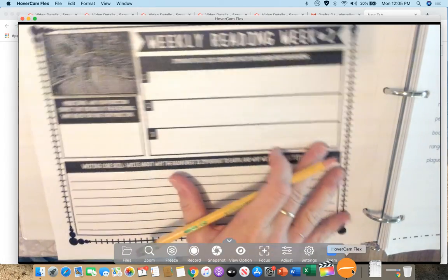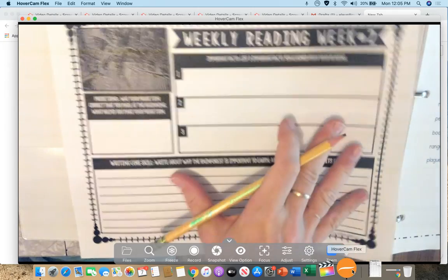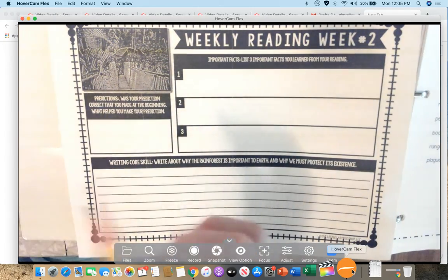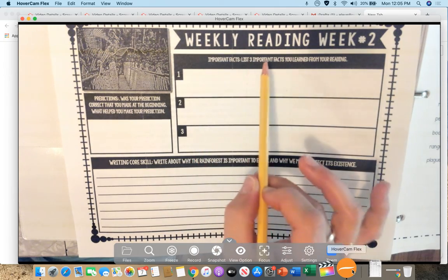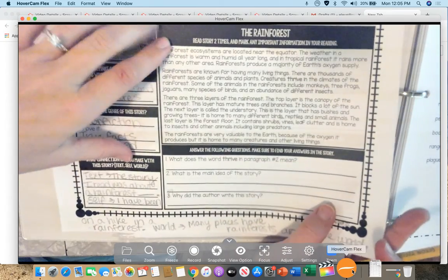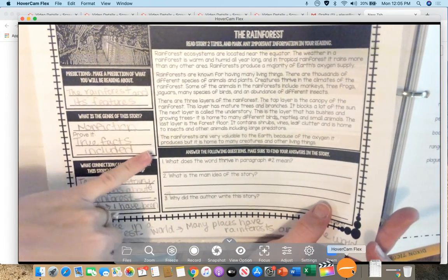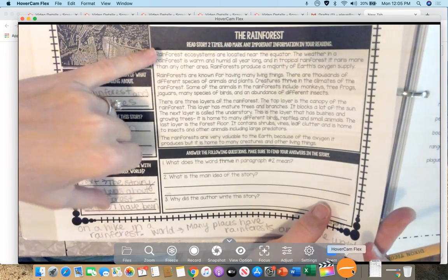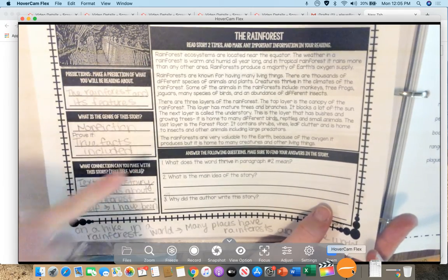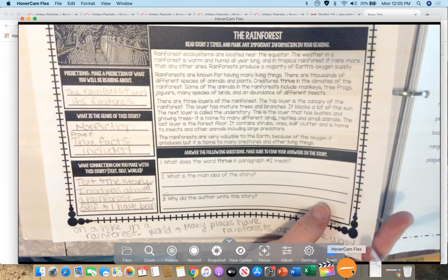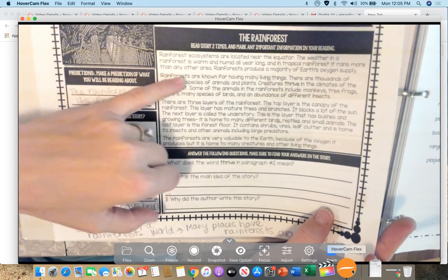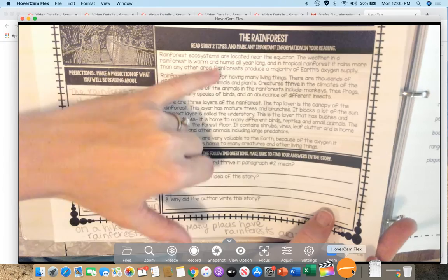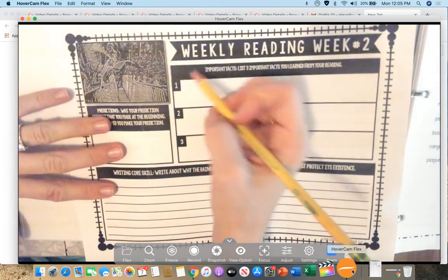Okay, on the back, we have some things that are a little different from last week. Last week we summarized the story. Now we're going to write 3 important facts. So how do we do that? I would take an important fact from each part of the article. So it's almost like you're writing your 3 main details to your main idea. I would say that rainforests are known for having many living things. Notice that's the topic sentence of this paragraph. So that would be the first one I would write.